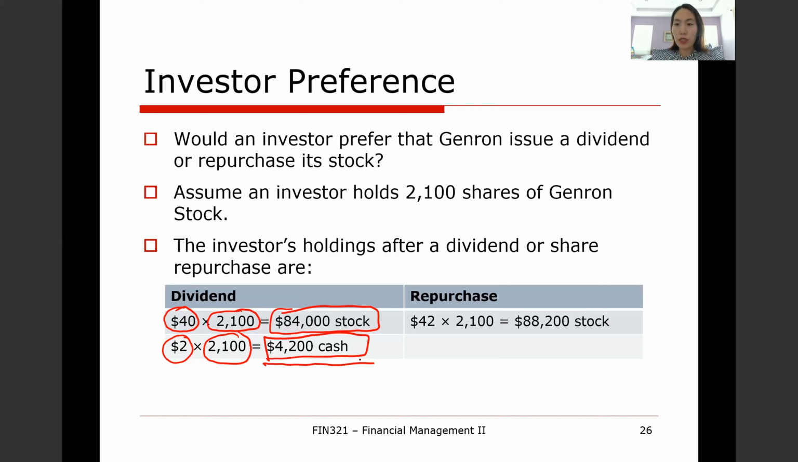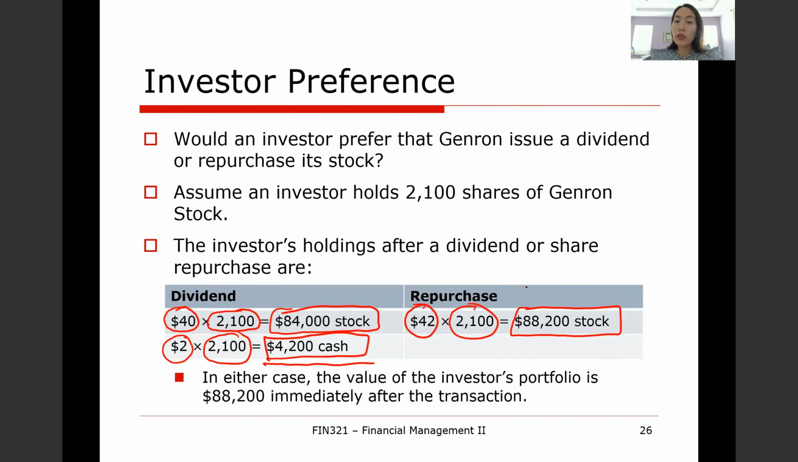Let's compare that to the repurchase scenario. If the firm does a repurchase, the stock price does not change, so it remains at $42 per share, and the investor holds 2,100 shares. The total value of the investor's holding will be $88,200 in stock. So as you can see, in either case, the value of the investor's portfolio is the same, $88,200, immediately after the transaction. Whether the firm does a dividend or a repurchase, the value of the investor's total holding is the same.